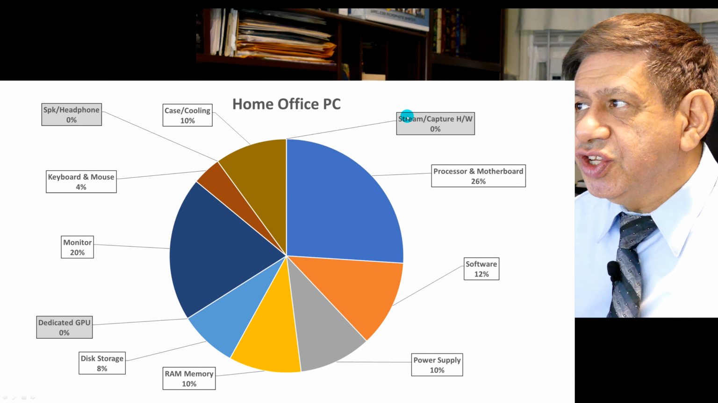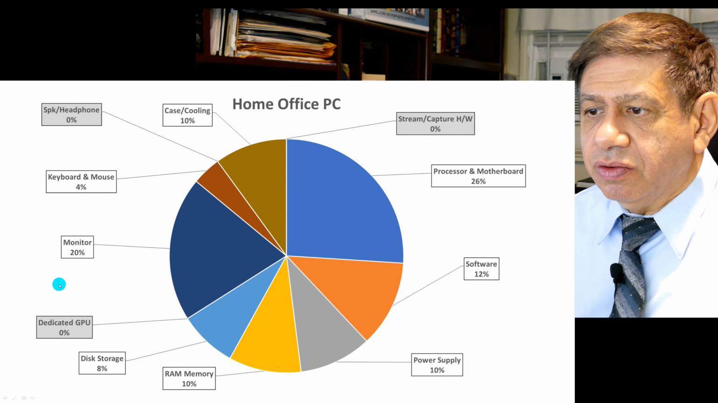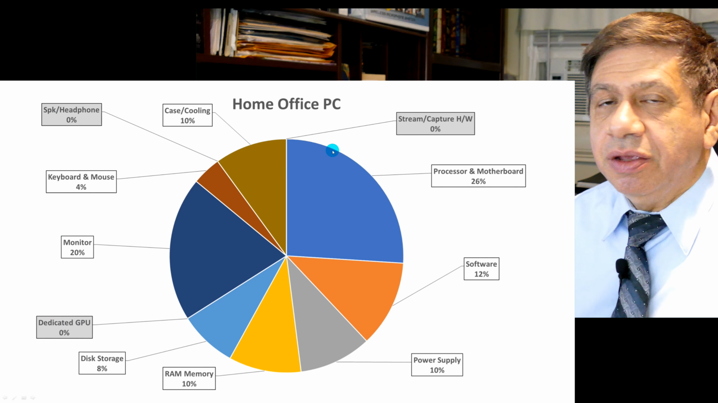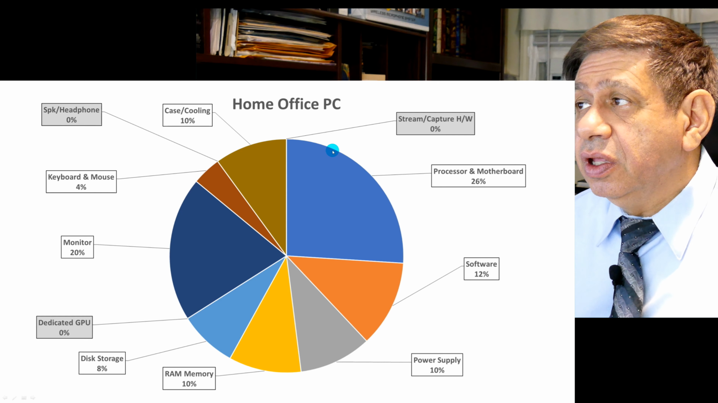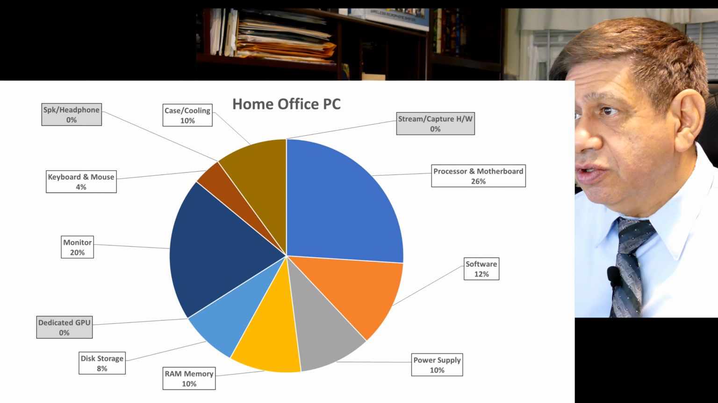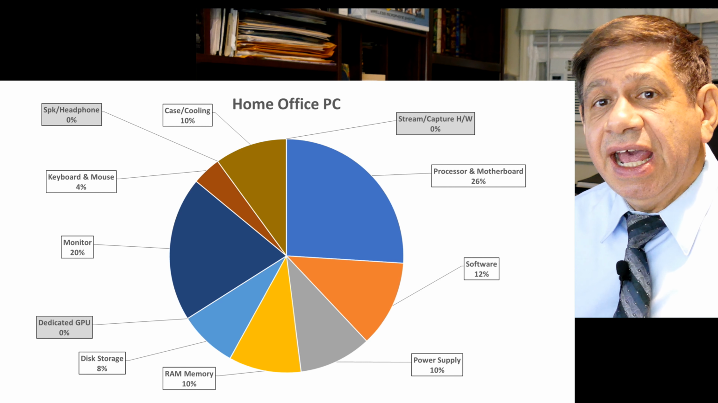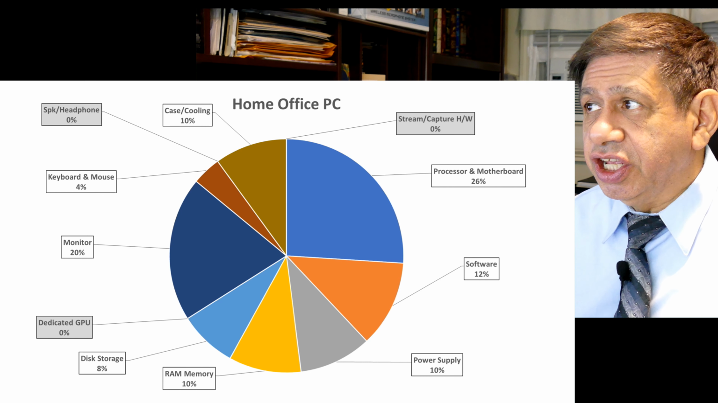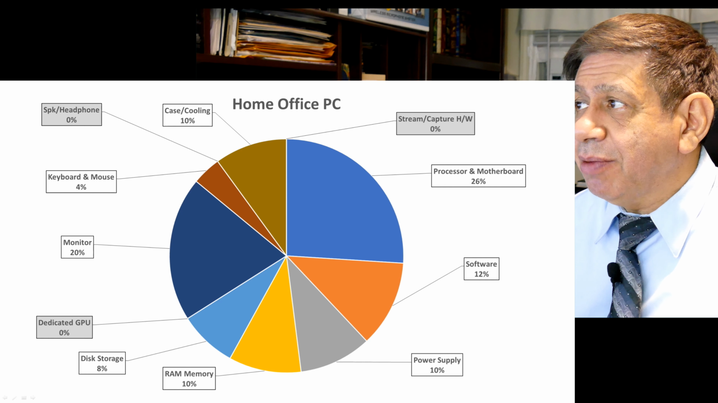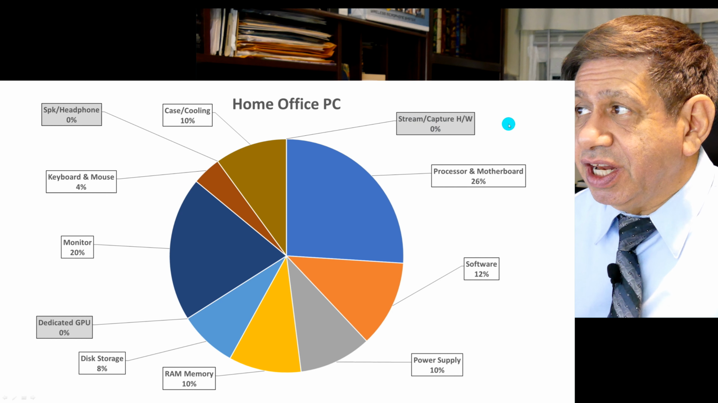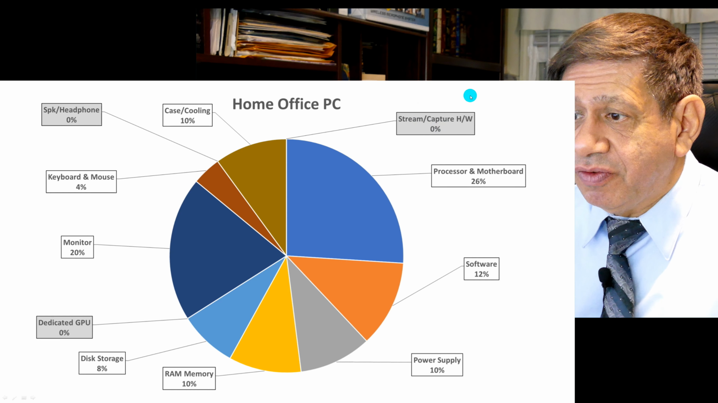Now anything that you see with a gray background, the labels in gray background, they're pointing to a junction point because they are zero. Those represent areas that do not apply to this type of PC, so there is nothing that was added to it in order to cover those things. For example, streaming capture hardware, the top to the right there. That obviously doesn't make any sense if you're just using it for a home office PC.